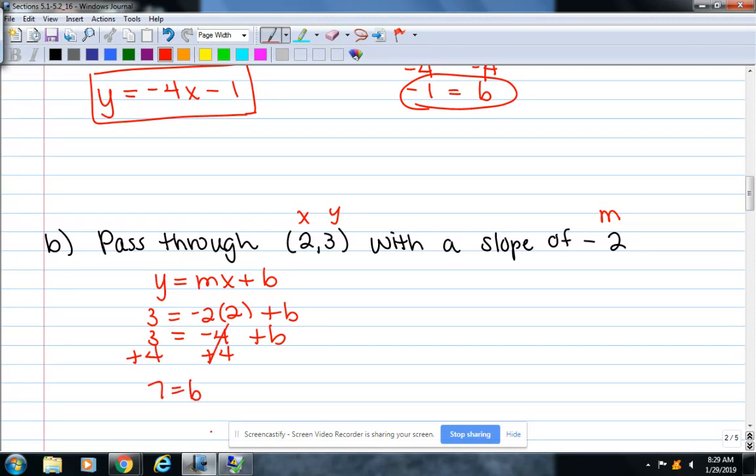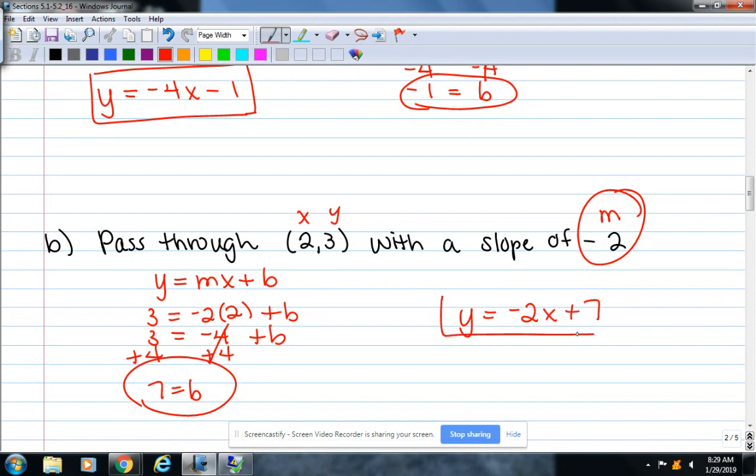So 7's B. Here's M. Here's B. What's my equation? Plus 7. Any questions? So far, so good? All right.